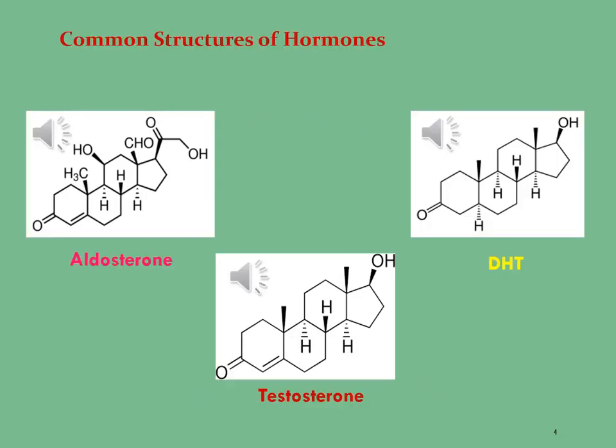Let's see aldosterone. This molecule consists of a total of 21 carbon atoms, 28 hydrogen atoms, and 5 oxygens. There is a carbonyl group at carbon 3, a methyl group at carbon 9, a hydroxyl group at carbon 11, and an aldehyde group at carbon 13, in addition to the methoxy group attached to the carbonyl group at carbon 17. The molar mass of this molecule is 360.450 gram per mole.